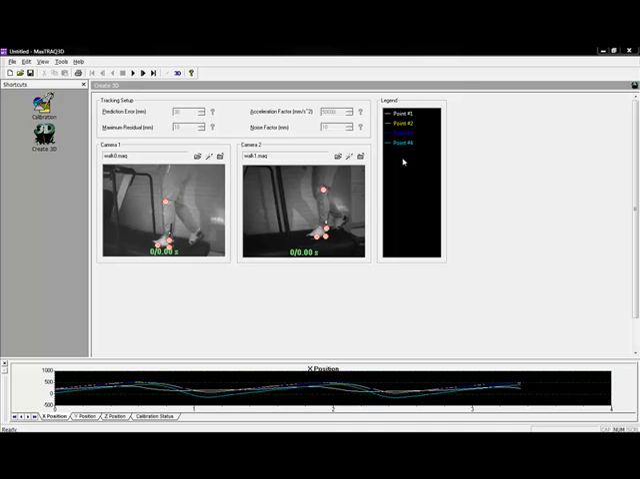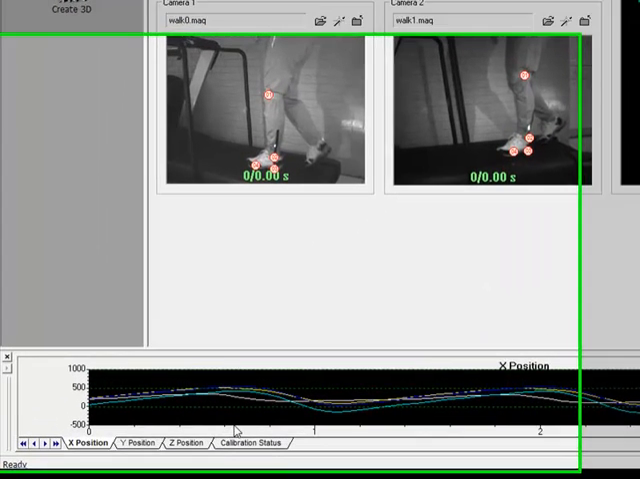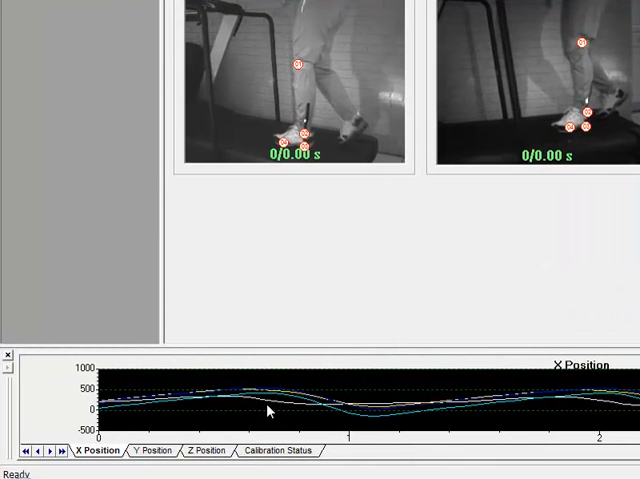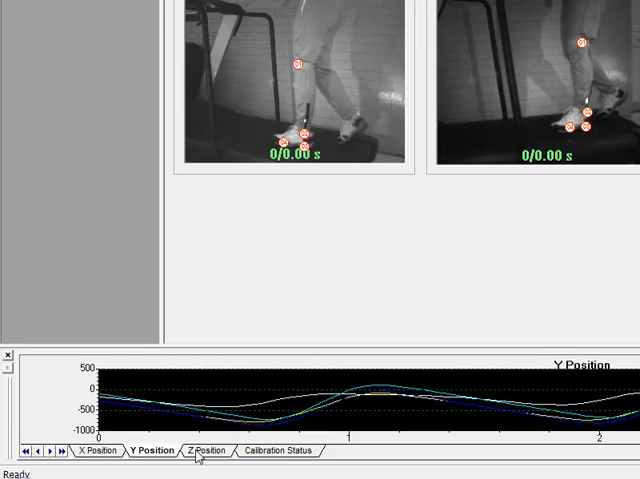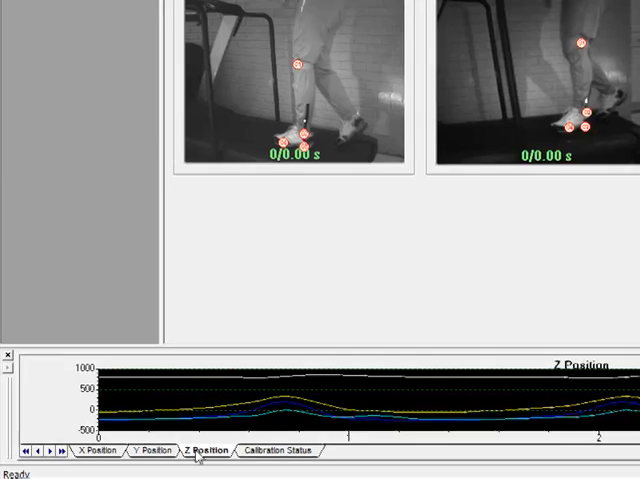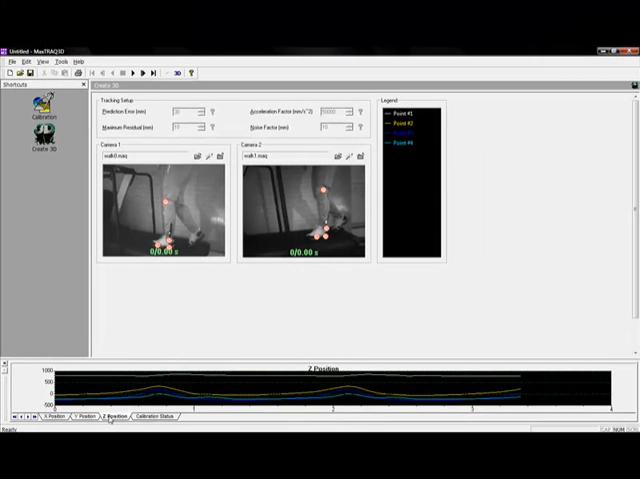The 3D positions are calculated very quickly and can be viewed in the graph below. Pressing these tabs shows us the 3D positional data of each of the digitized marker points, X, Y, and Z, throughout the trial.